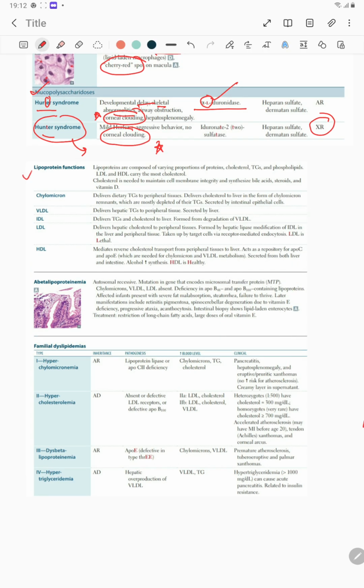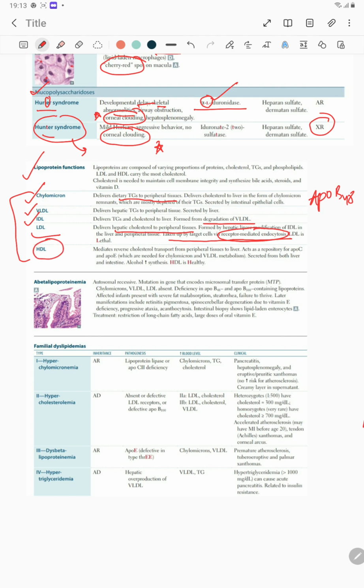Further important topic is lipoprotein functions. This table is highly important, a high yield table. In this, you should know about chylomicrons. Chylomicron production requires ApoB48. Chylomicrons deliver triglycerides to peripheral tissues. Then VLDL, and intermediate density lipoprotein, IDL, which is formed from degradation of VLDL. LDL, low density lipoprotein, delivers hepatic cholesterol to peripheral tissues. That's why it's called bad cholesterol. It is taken up by the target cells via receptor mediated endocytosis.